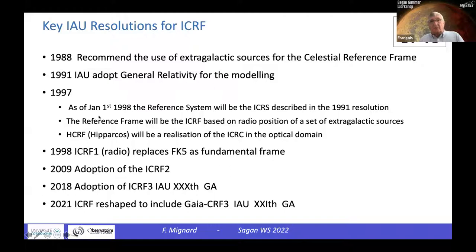Starting from January 1st, 1998, the ICRF radio superseded the old reference frame materialized by FK5, the star-based dynamical frame. And then you have ICRF2, ICRF3 radio adopted in 2018. And then in 2021, the ICRF definition has been reformulated to include Gaia CRF3 alongside the radio solution. I will come to that at the end of the talk.